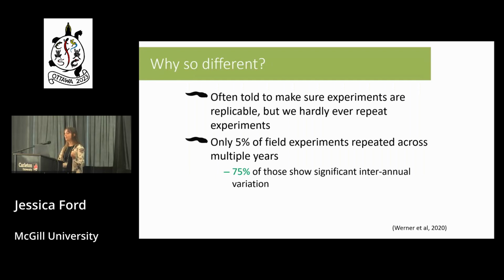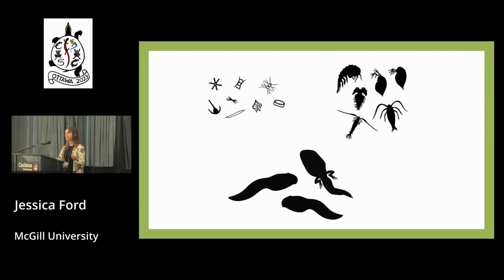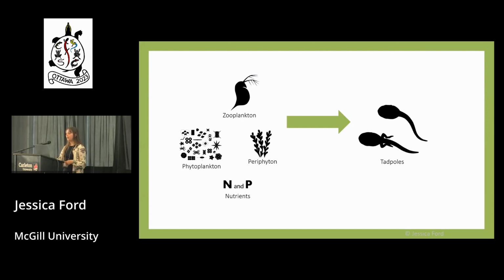So just to wrap up why these are so different, we're often told to make sure our experiments are replicable, but we hardly ever actually repeat experiments. In fact, only 5% of field experiments get repeated across multiple years, but of those, 75% show significant interannual variation. These are changes in year effects like precipitation, the weather, frost dates, droughts, and water levels that can all change how species interact with one another. They can also change just by chance, by who shows up in these ecosystems first and who develops and who's more dominant. So we know that ecosystems are affecting these tadpoles and how they're interacting with each other. We know tadpoles are affecting these ecosystems, and we know our new friend yearly conditions is affecting all of this.